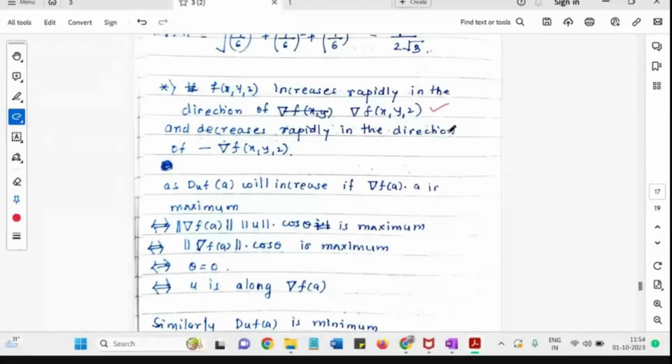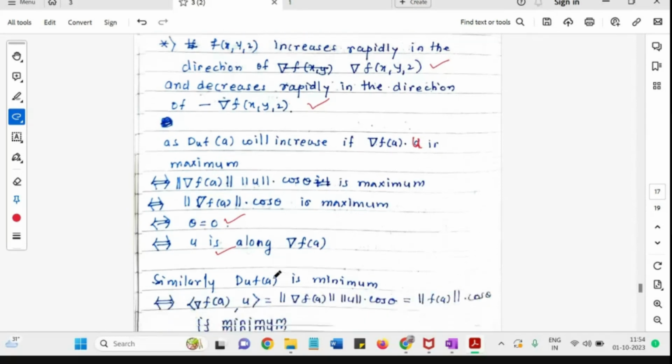Okay. So f(x) increases rapidly in the direction of the gradient of f(x, y, z). Okay. So why does it happen so? The directional derivative D_u f will increase rapidly if grad f(a) · u has its maximum value. Okay, if the dot product is maximum. The dot product will be maximum if cos θ is 1. The cos θ will be 1 if θ is 0. So u has to be along the direction of the gradient of f.